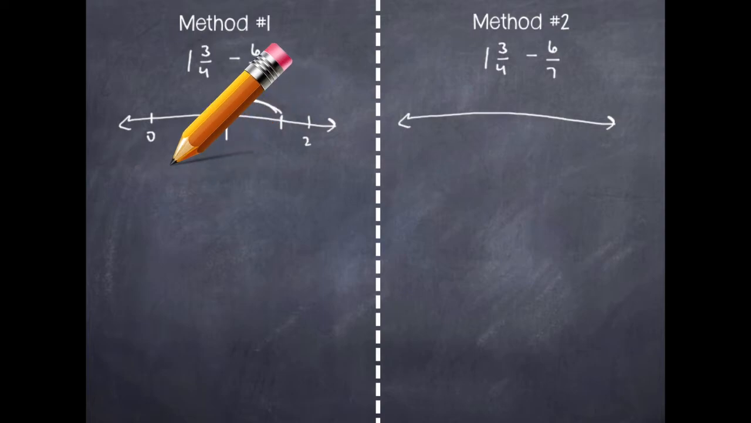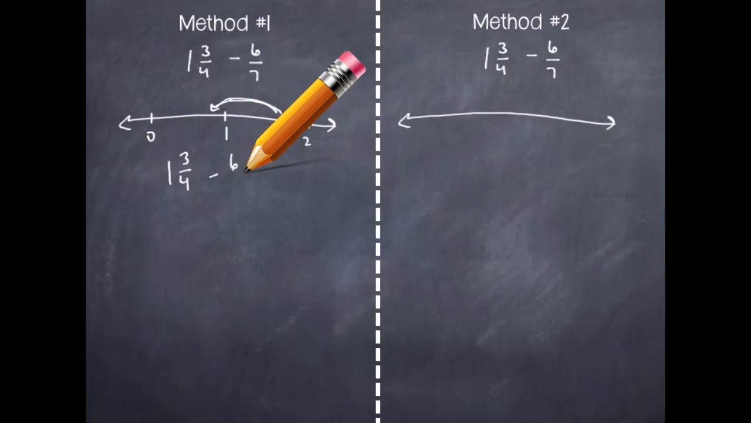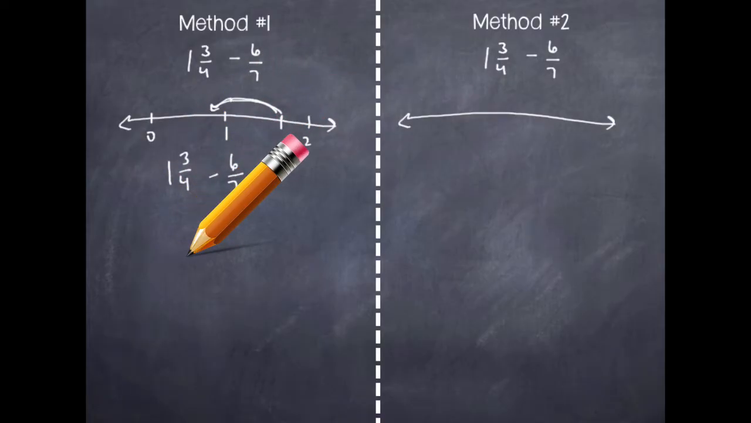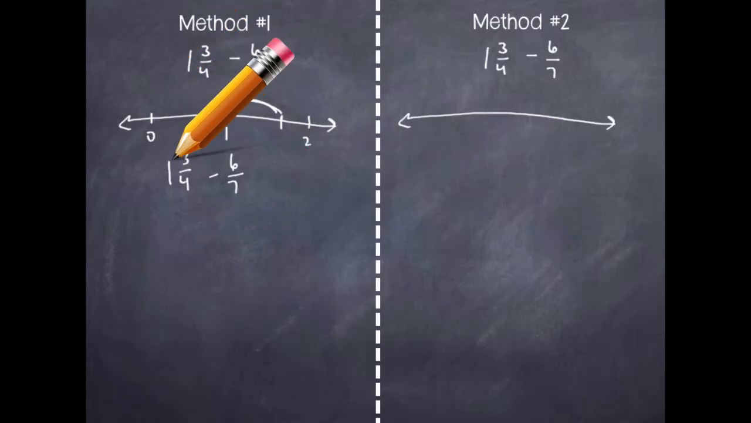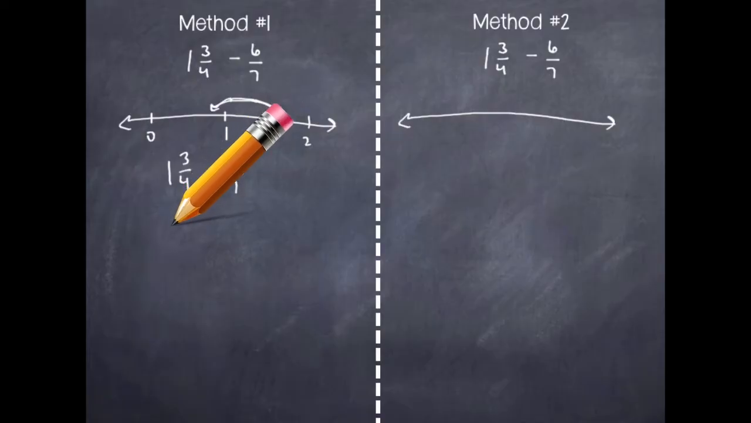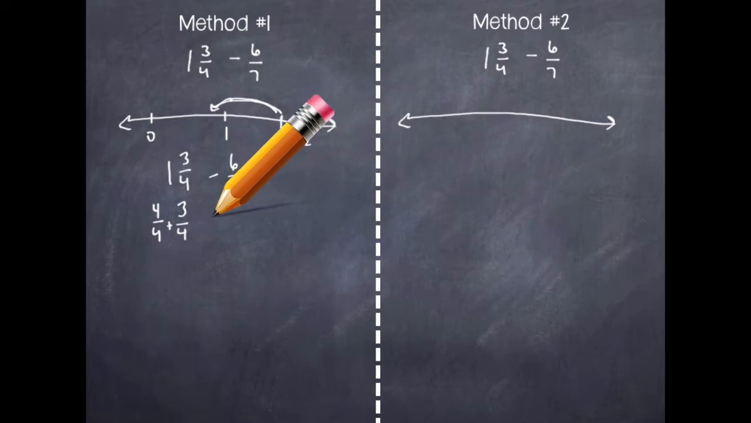So what I'm going to do is that 1 3/4, again we're subtracting that 6/7 from it. I'm going to think of that 1 3/4 as that improper fraction, as that number with a bigger numerator than denominator. So I know this 1 whole is the same as 4/4, right? And then I have 3 additional fourths. So 4/4 plus 3 more fourths. So let's just write that out so we can see what we're doing. 4/4 plus 3/4 minus 6/7.